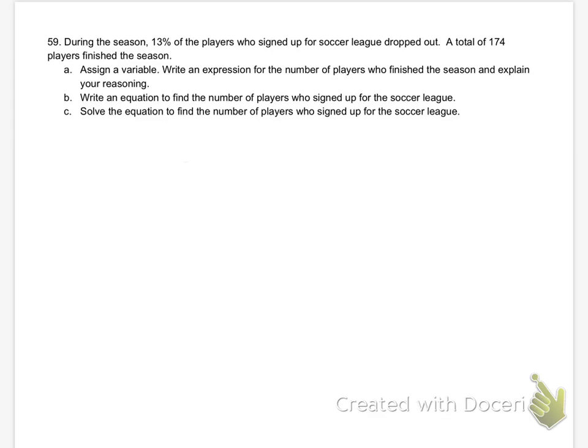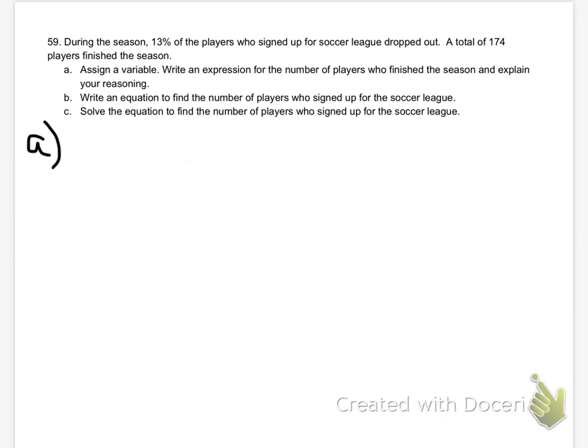Alright, next one, number 59. During the season, 13% of the players who signed up for the soccer league dropped out. A total of 174 players finished the season. So part A says to assign a variable and write an expression for the number of players who finished the season and explain your reasoning. So let's do it piece by piece, part A first.